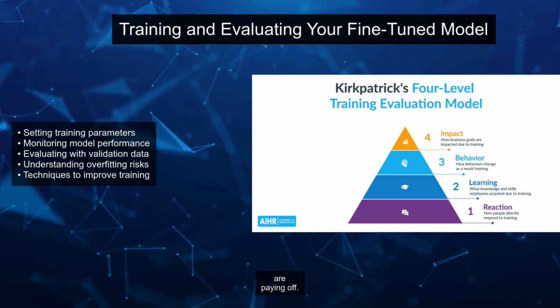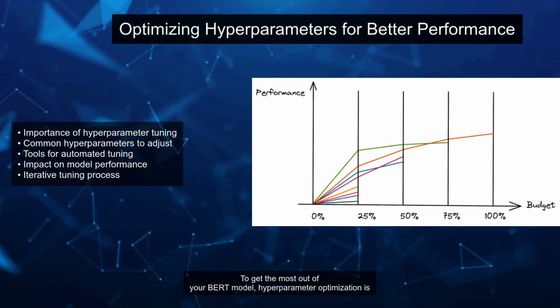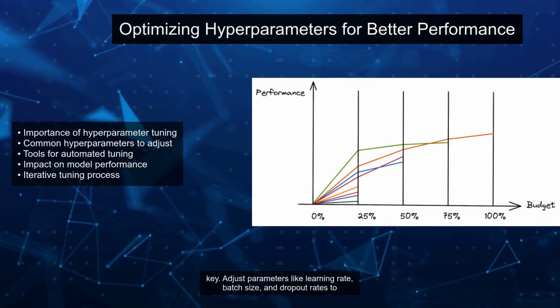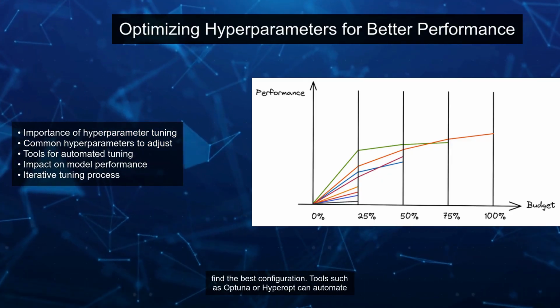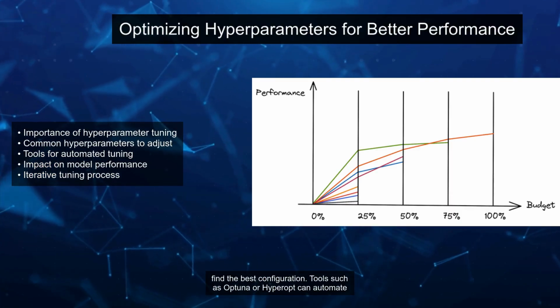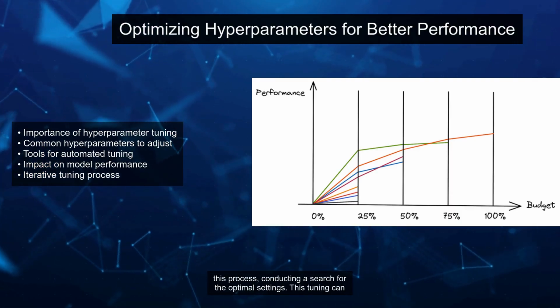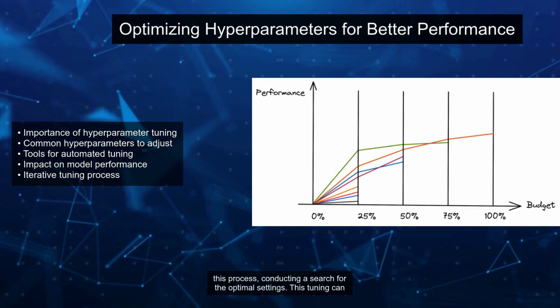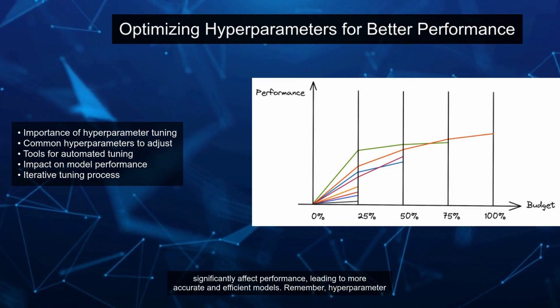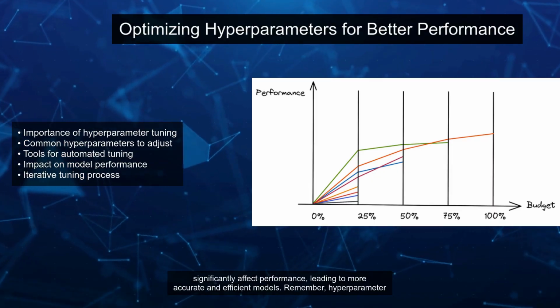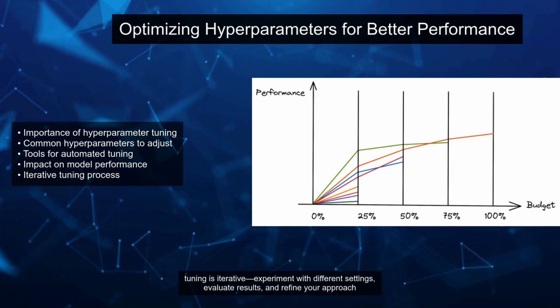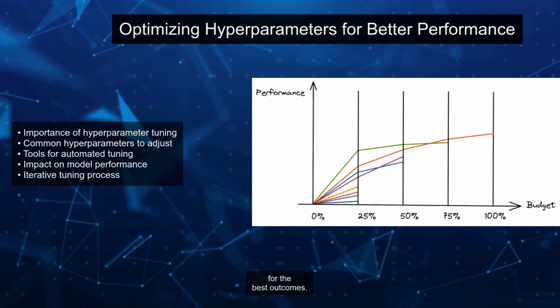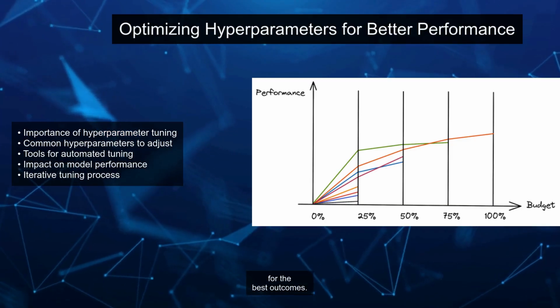To get the most out of your BERT model, hyperparameter optimization is key. Adjust parameters like learning rate, batch size, and dropout rates to find the best configuration. Tools such as Optuna or HyperOpt can automate this process, conducting a search for the optimal settings. This tuning can significantly affect performance, leading to more accurate and efficient models. Remember, hyperparameter tuning is an iterative process: experiment with different settings, evaluate results, and refine your approach for the best outcomes.